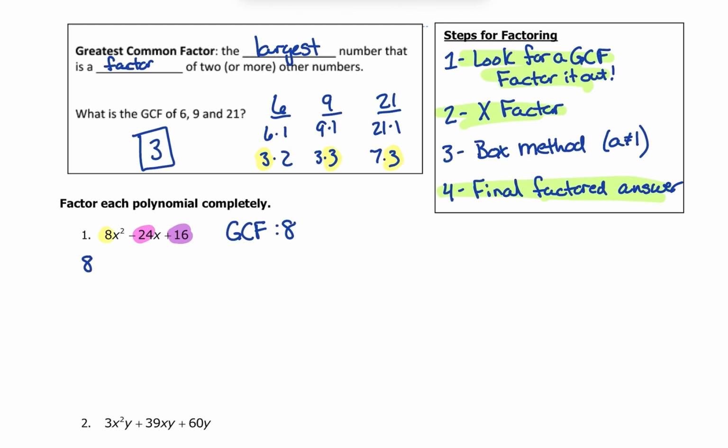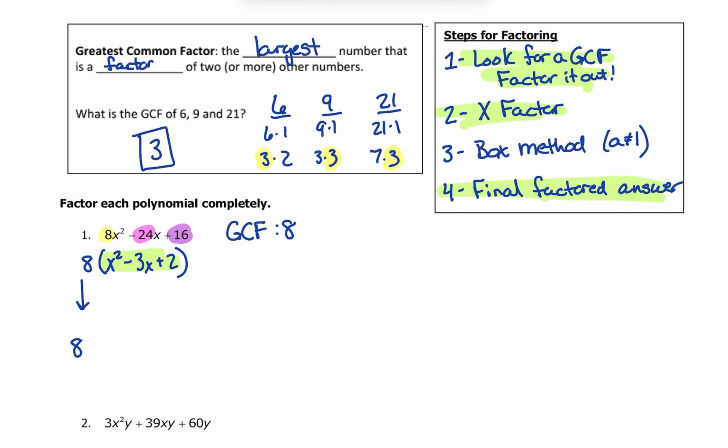So we have 8 outside. 8x squared divided by 8 would just give us x squared. 24x divided by 8 would give us 3x. And then 16 divided by 8 would give us just 2. So we are going to keep that 8, and we're going to bring that down, and that will be in our final answer. But right now, we're just going to worry about this part. So we're going to use our x factor with that portion of our equation, or our expression.